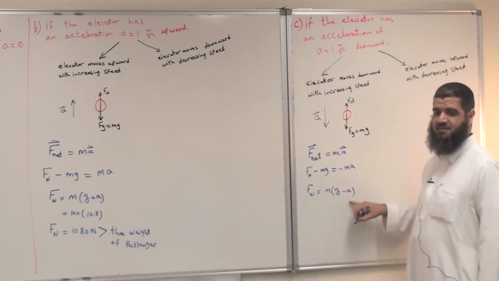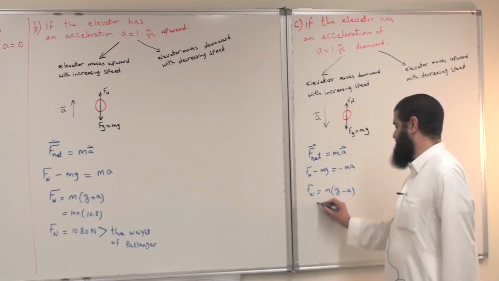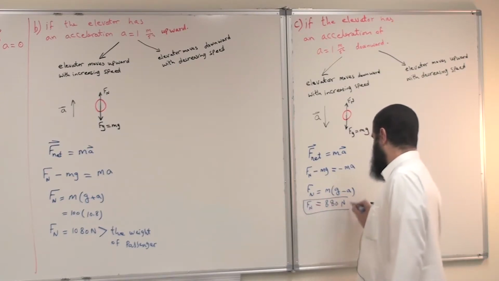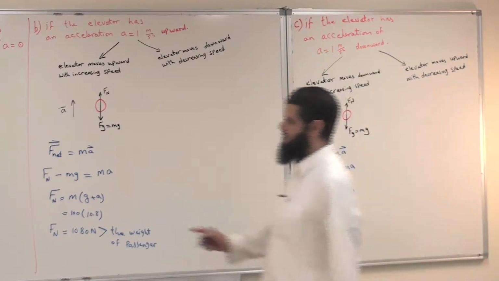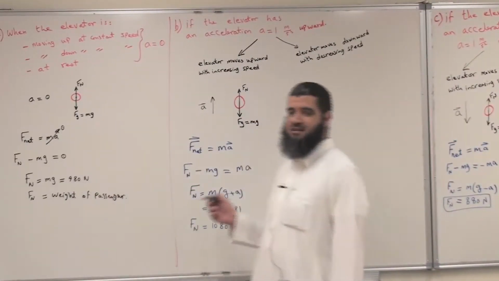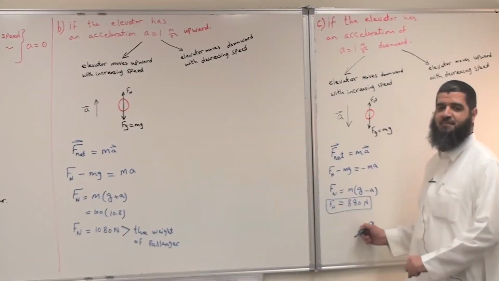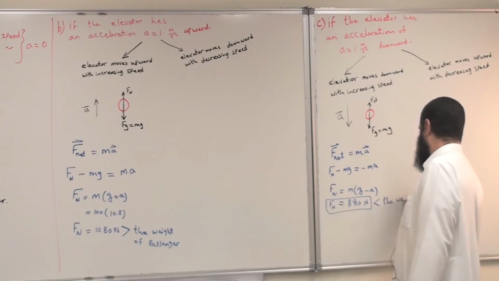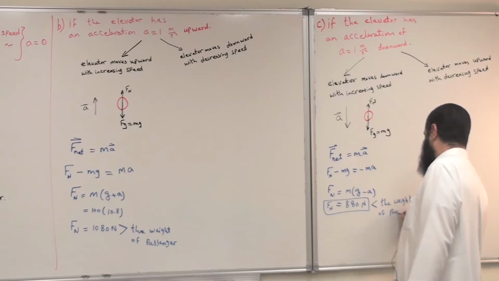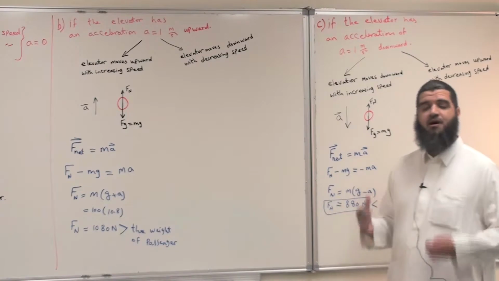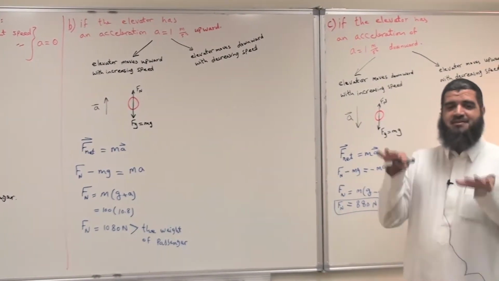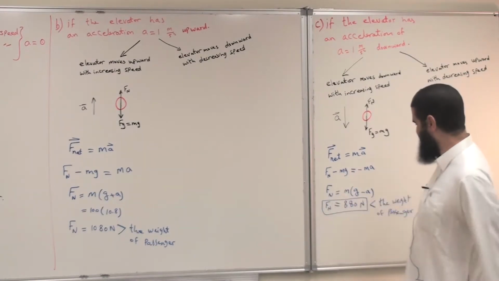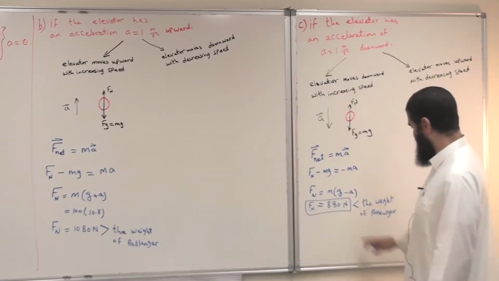g is 9.8 minus 1, so this is 8.8 multiplied by 100, so you are left with 880 newtons as the magnitude of the normal force. But you notice this is less than the actual weight of the passenger. The actual weight is 980, but in this case the normal force, or the push of the elevator on the passenger, will be less than the weight of the passenger. And I think you felt this when you are in an elevator accelerating downward, at the start of the motion: you feel yourself lighter, or you feel less push from the floor of the elevator.